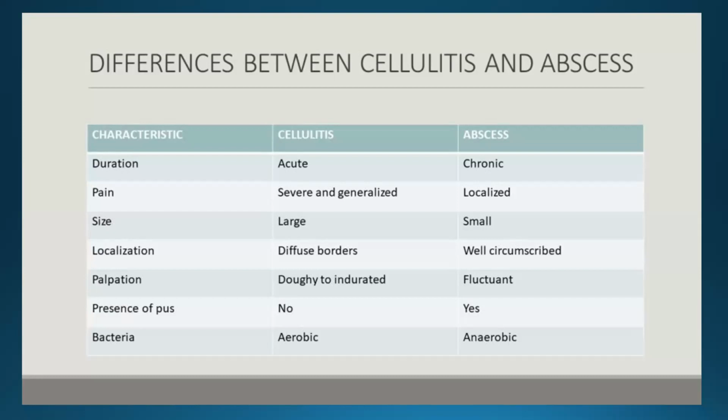Cellulitis by its nature involves a large surface area as opposed to an abscess, which is confined to a smaller area. Cellulitis has diffuse borders because it is aggressive and rapidly spreading, as compared to an abscess, which is well circumscribed and localized to a particular space. Cellulitis contains very minimal or no pus as opposed to an abscess cavity, which is full of pus. And the bacteria responsible for development of cellulitis are usually aerobic bacteria as opposed to an abscess, which is full of anaerobic bacteria. So that is the basic difference between a cellulitis and an abscess.